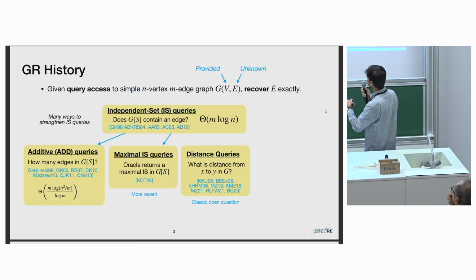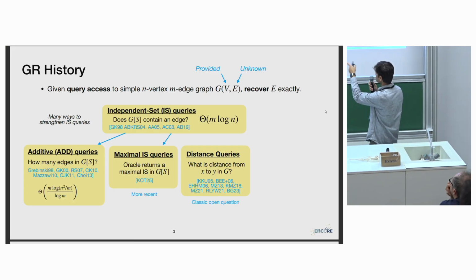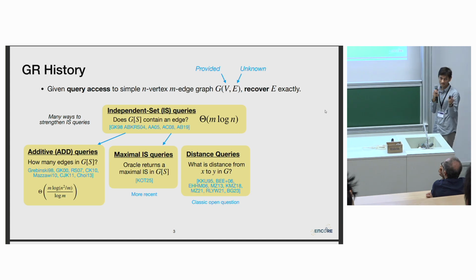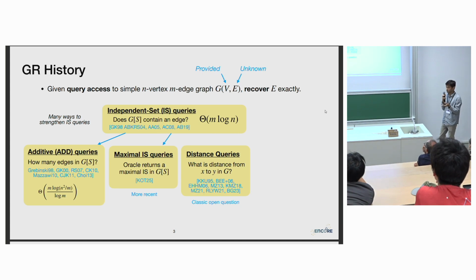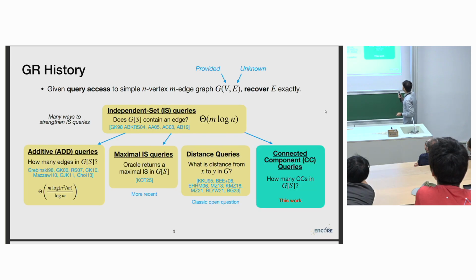There is a distance query where you give a pair of vertices and ask what is the length of the path in this graph between them, and you want to reconstruct the graph by making a certain number of distance queries. Okay. So in this work, we have one generalization of the independent set queries where we are looking at how many connected components are there in a given subgraph.